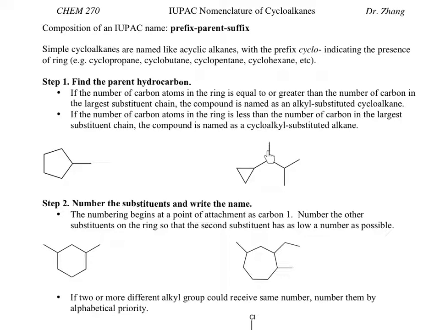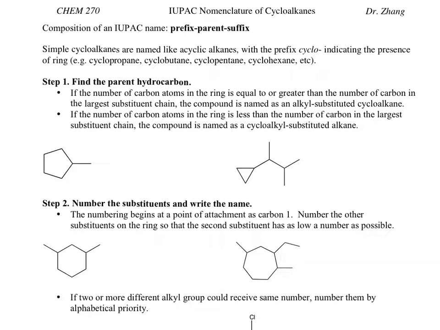In this case, you have 1, 2, 3, 4 carbons in the longest continuous chain, and you have only 3 carbons in the ring. For this case, this 3 carbon is going to be named as cyclopropyl substituent, and you have another substituent that'll be a methyl group. Therefore, to name this compound, you're going to name this compound as 2-cyclopropyl-3-methyl-butane.